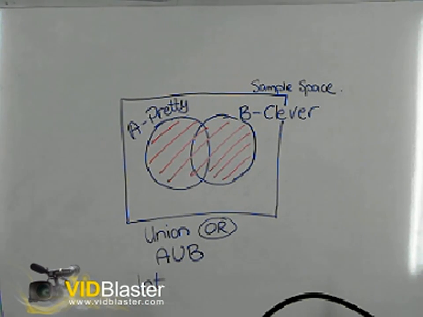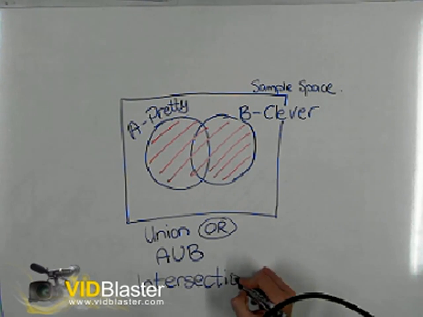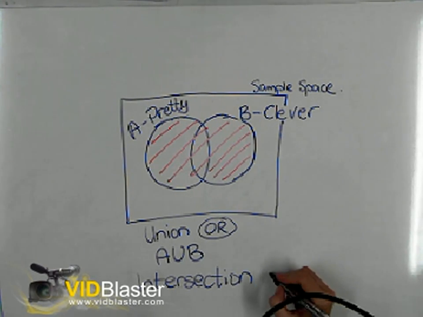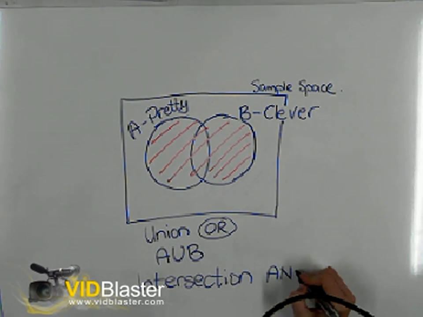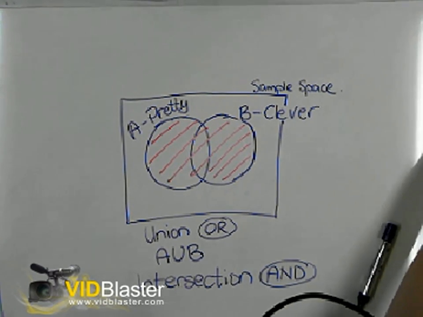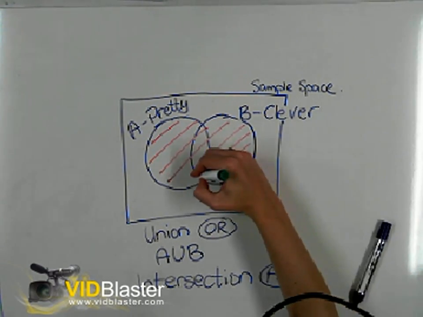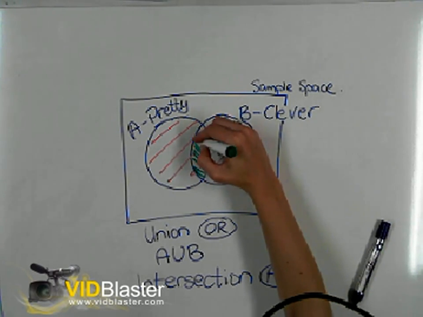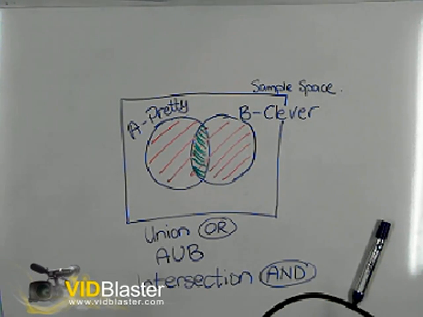The second thing that we look at is the intersection. When we look at the intersection of events, we are looking at and. So the intersection is looking at both pretty and clever. And I'm going to do this in a different color. And so over here, we have to be both. And that is written like A intersection B.